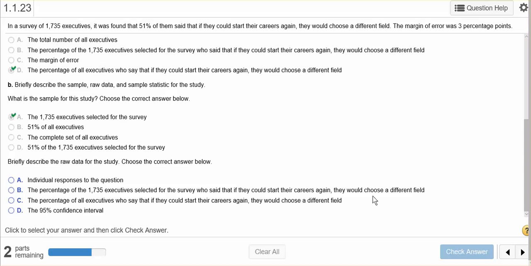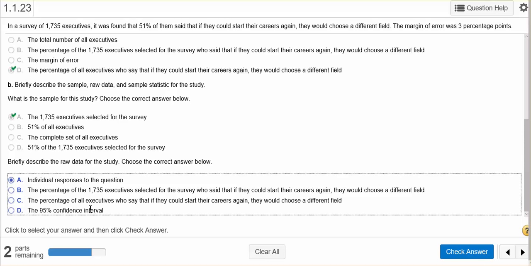Next question, briefly describe the raw data for this study. Choose the correct answer below. So what is the data that we're looking at? It's going to be A, the individual responses to the question. We go out, we give a survey, and we collect this data, the data being the individual responses to the question. It's not the percentages, it's not the confidence interval, the data is what we get back.